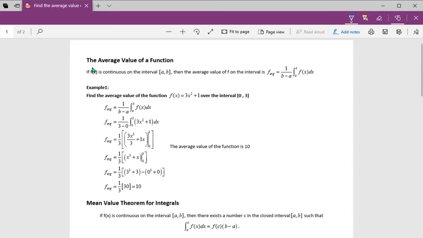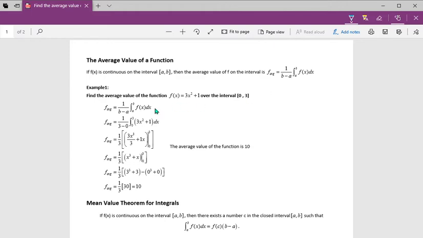First new thing for today, the average value of a function. If f of x is continuous on the interval a to b, then the average value of f on the interval is 1 over b minus a times the integral f of x dx from a to b. Our first example, find the average value of the function f of x is equal to 3x squared plus 1 over the interval 0 to 3.